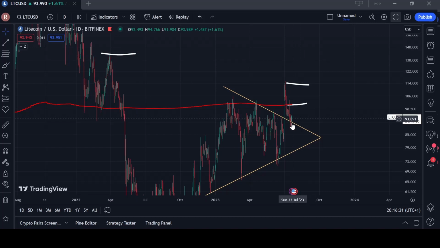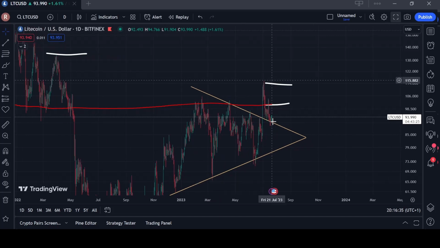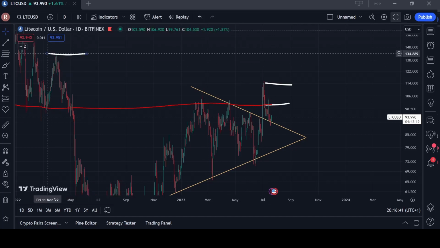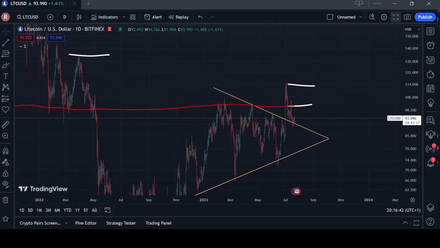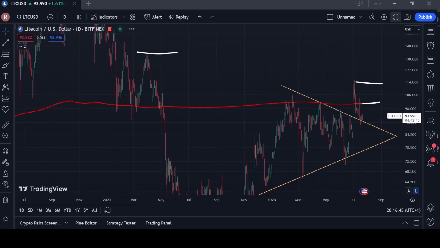If I was buying here, which wouldn't be an unreasonable idea because we're getting the retest, I would be looking to offload at $130. I would not be getting caught up in the hype of Litecoin at this point. Okay, that's it. That's an update on Litecoin.